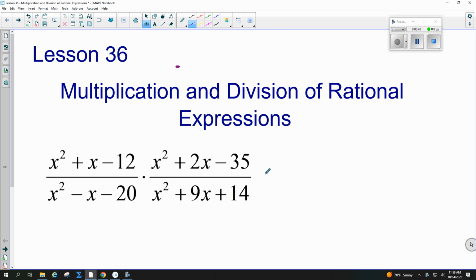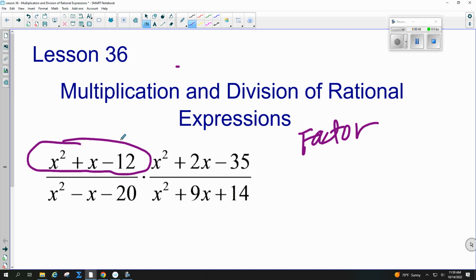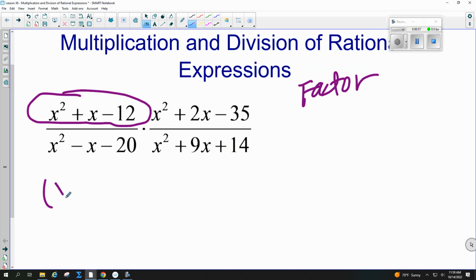Okay, you need to factor tractor. All right, so raise your hand if you can factor this for me. We would need two things that multiply to negative 12 and add to positive 1. Gabby? X plus 4, x minus 3. Exactly. Yep, x minus 3.